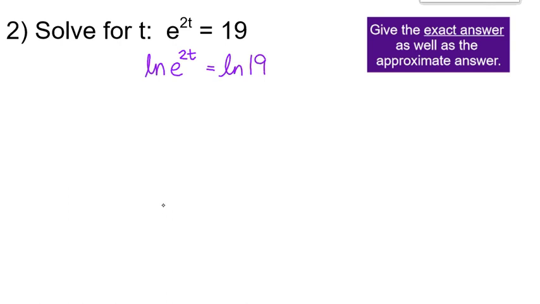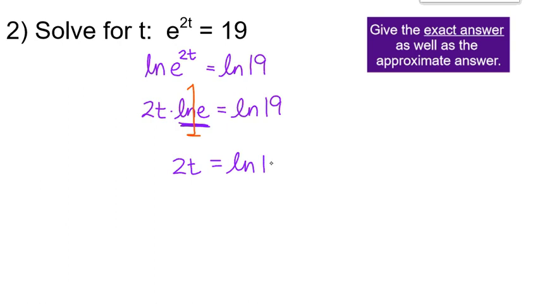And just like we saw in problem number 1, we could now bring this 2t out to the front. So we have 2t, that's using the power property, times natural log of e equals natural log of 19. What's natural log of e? Well, that means e to what power is e? And that is just 1. So this is just a special form of 1. So all we have is 2t times 1, so 2t equals natural log of 19.